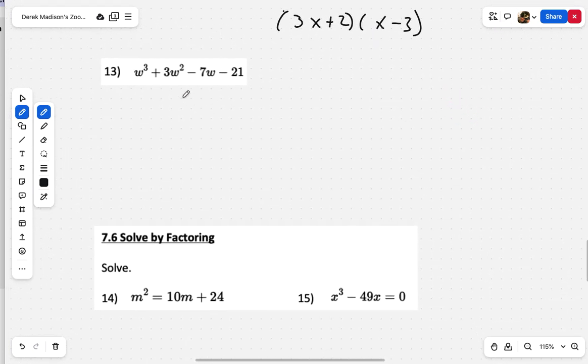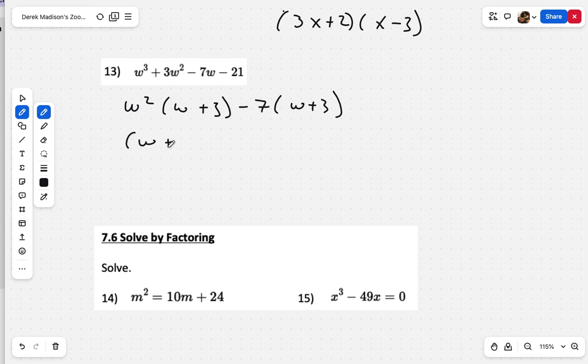And then our last one here, we got 4 terms, so that means it's got to be 5.2 in grouping. So from those first two, I can factor out w squared, leaving w plus 3. For the next two, I want this to be positive in the parentheses, so I'll factor out a negative 7. And then another w plus 3. Again, if you're questioning your signs, just distribute and go, yeah, that makes negative 21. W plus 3 out front, and w squared minus 7 is what's left behind.